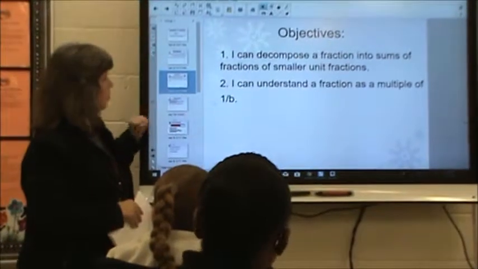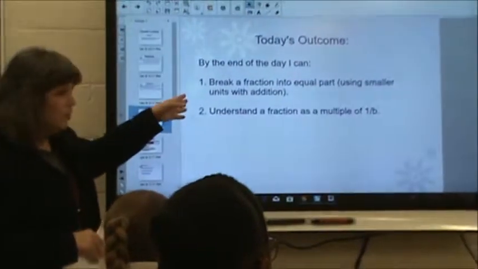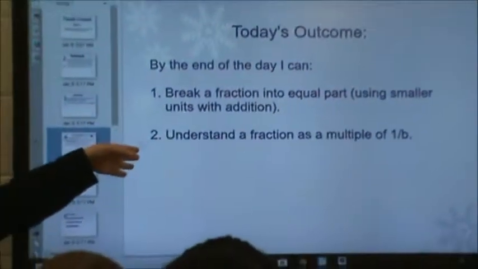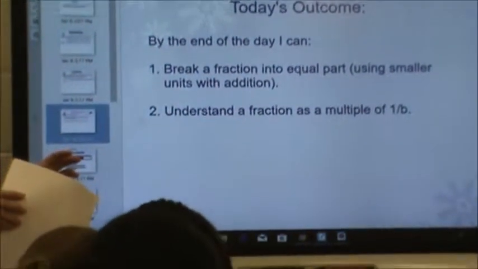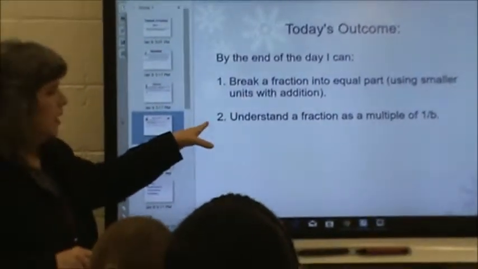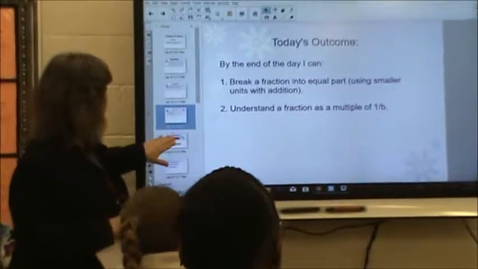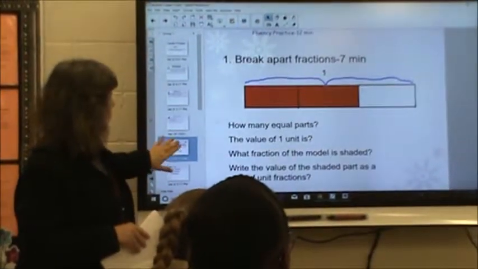In other words, you're going to break apart a fraction, as Zane said, into equal parts using smaller parts, kind of equivalent fractions like we've been talking about, and understand, like Amanda Bean, how a fraction is a multiple of a number. Let's take a look at the first part.